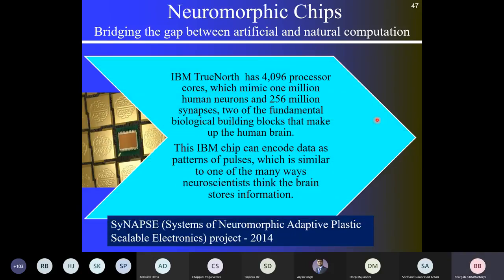And so this is an example, like IBM TrueNorth, which is a collection of around 4K processors, 4096 processors, which mimic 1 million human neurons and 256 million synapses, so that they can mimic the human brain. IBM took up this kind of project in 2014, and some chips might appear based on deep neural networks and so on. So these technologies might hit you in the market in the near future someday.